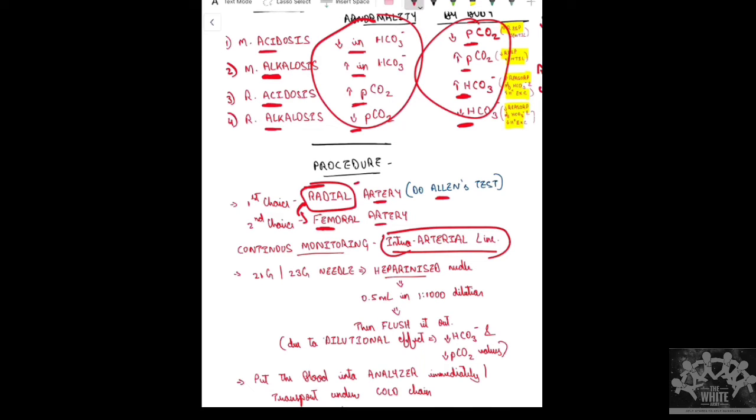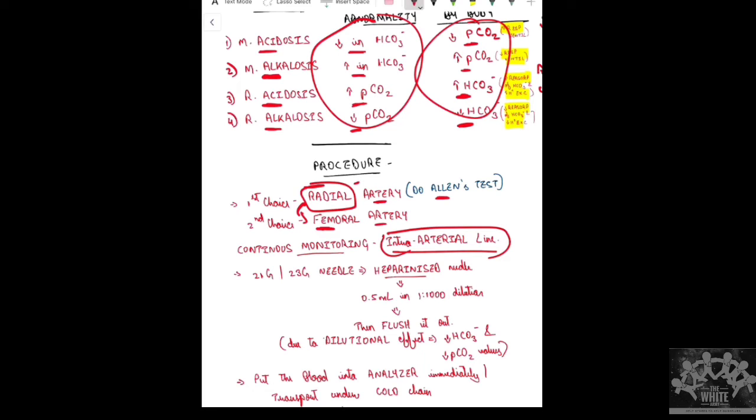How do we do it? We compress both the radial and ulnar artery, once for around 15 to 30 seconds. Then you leave the ulnar artery. Since the hand will be pale once you compress, you look for the hand to become plethoric again, for it to become red again. If the ulnar artery is not patent, the hand remains pale.